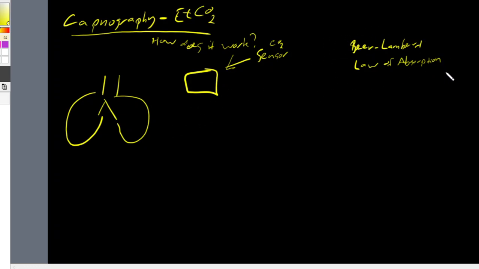This law of absorption is also found in how we detect the oxygen saturation when we do pulse oximetry. So it's a recurring theme here. As our anesthetized patient exhales, demonstrated by these arrows, we have carbon dioxide at a specific concentration in our lungs. As the patient exhales, that carbon dioxide concentration, represented by these dashes, will go into this device, this CO2 sensor.